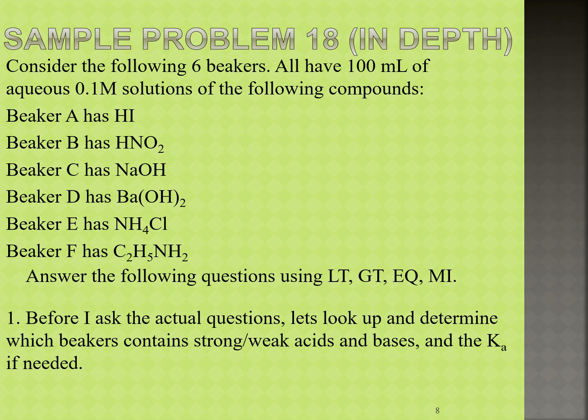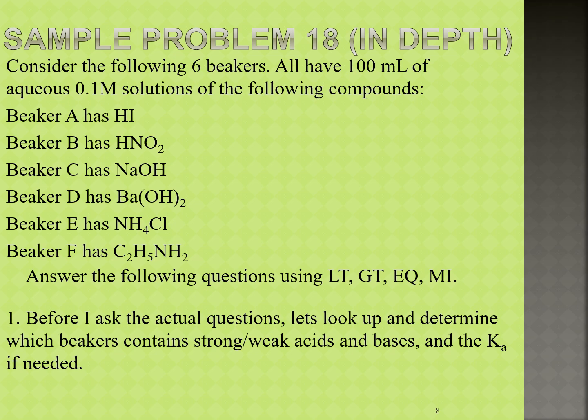It says that we have 6 beakers. All right, so we've got our 6 beakers. They're labeled A through F, and all of them have 100 mils, and they all have 0.1 molar solutions. So the first thing is we want to look and determine which one of these are going to be strong acids, which are weak acids, strong bases, weak bases, and so on, right? Because if we know all of those things, then we know if we need to look up any Kas or Kbs as well.